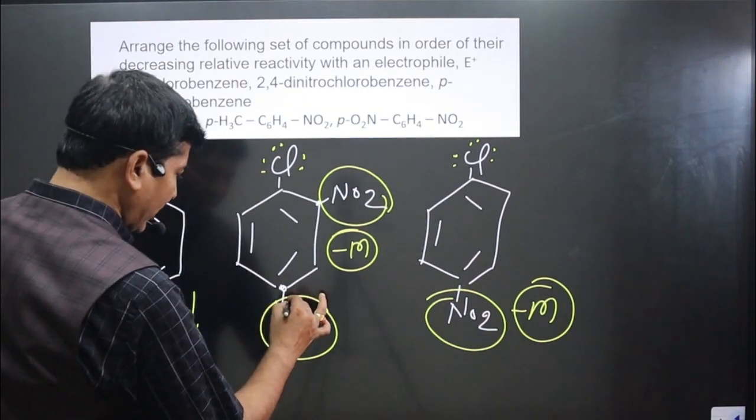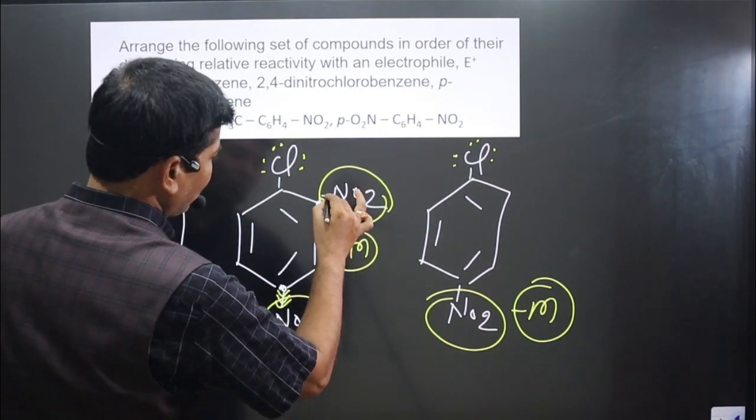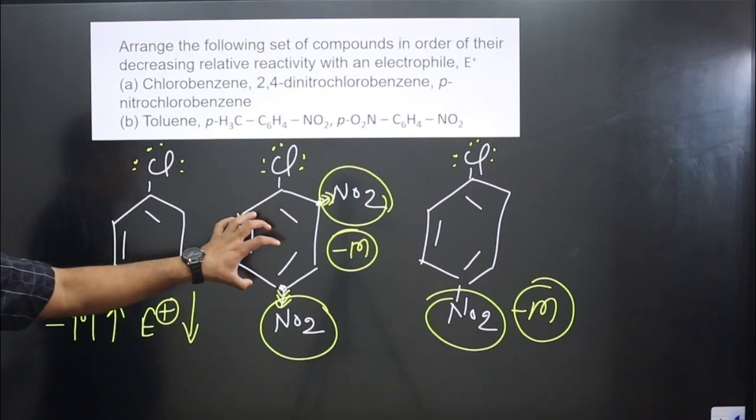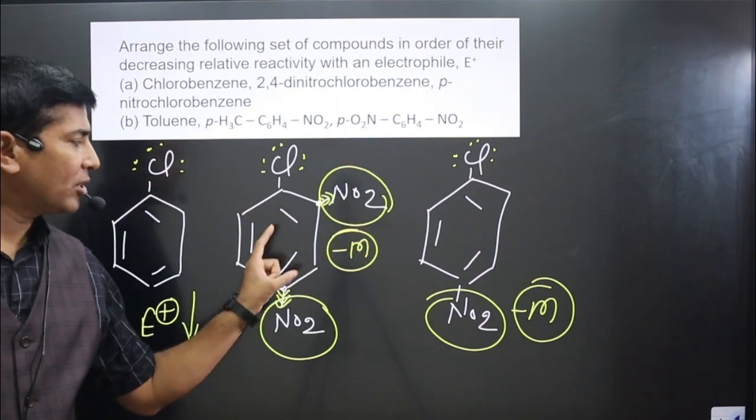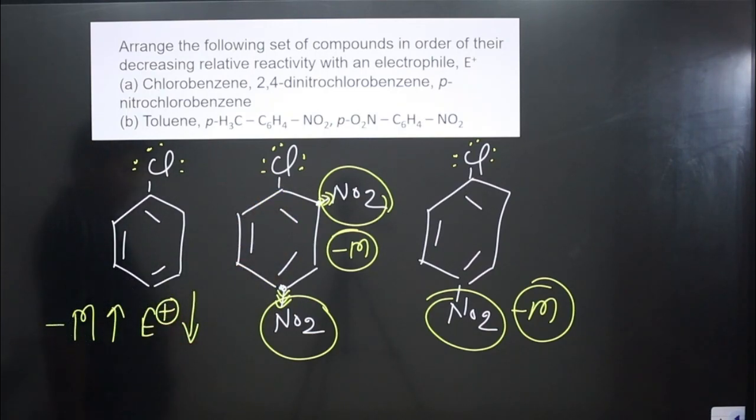M groups start pulling electron density. They are pulling electron density. So if the ring is electron rich, when they pull electron density, its electron density decreases. Hence the attraction towards the electrophile also decreases.